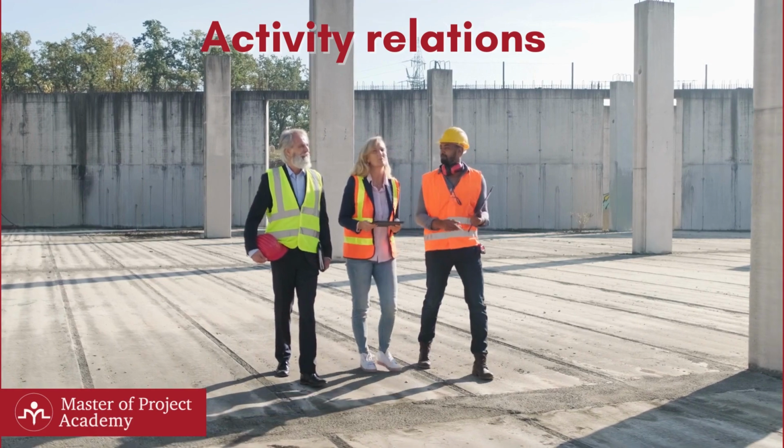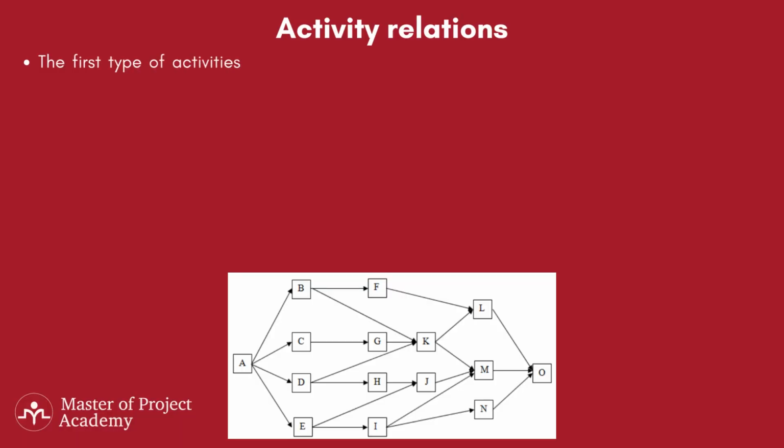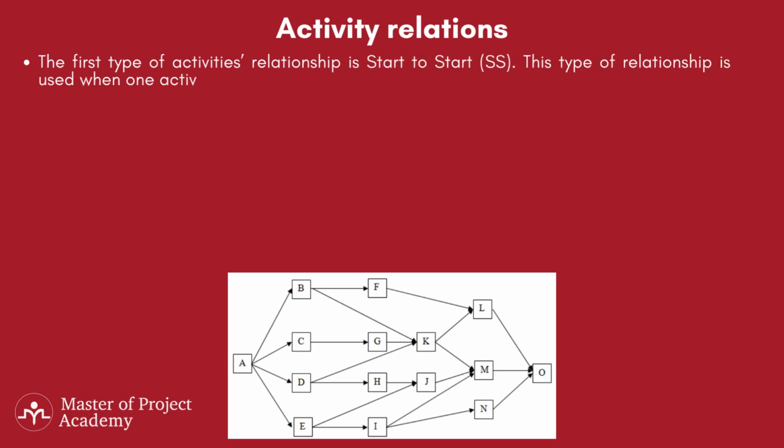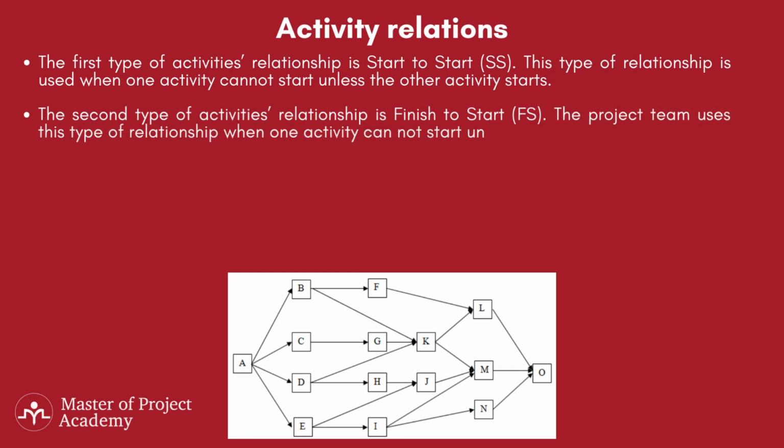There are 4 types of relationships between different activities. The first type of activities relationship is start to start. This type of relationship is used when one activity cannot start unless the other activity starts. The second type of activities relationship is finish to start. The project team uses this type of relationship when one activity cannot start unless the other activity finishes.